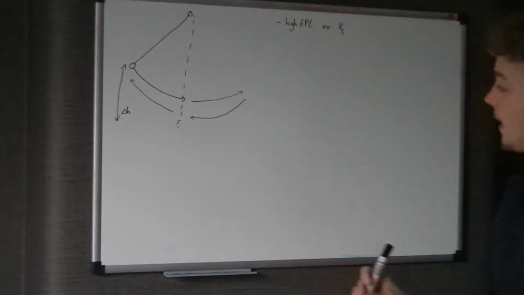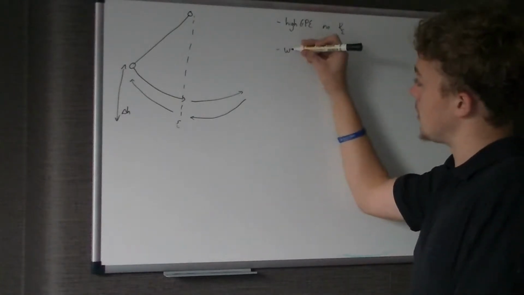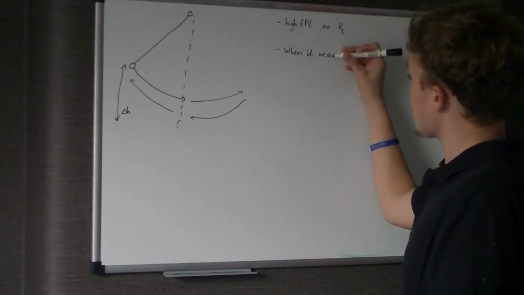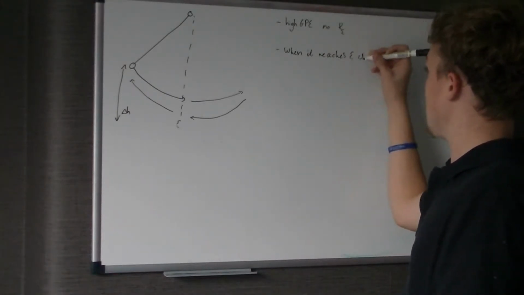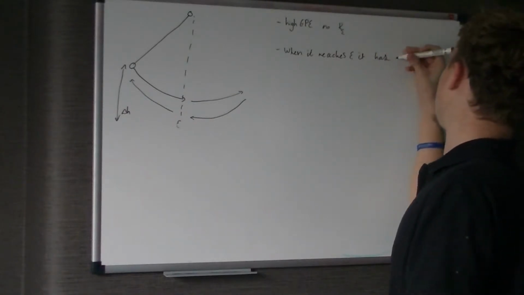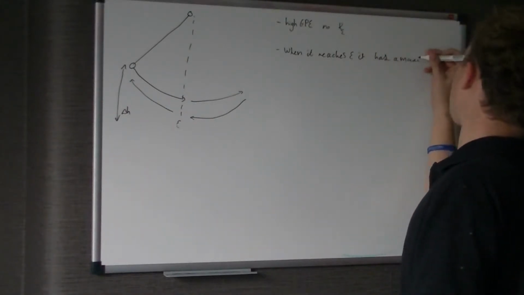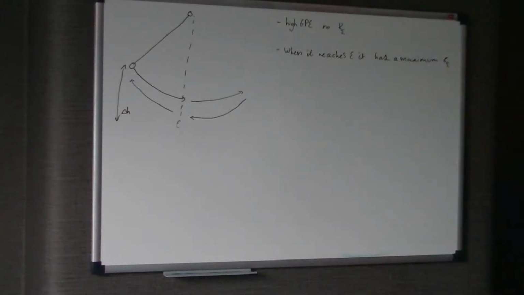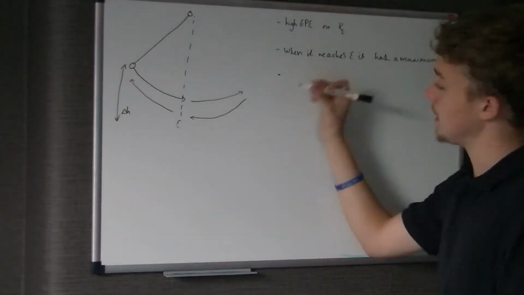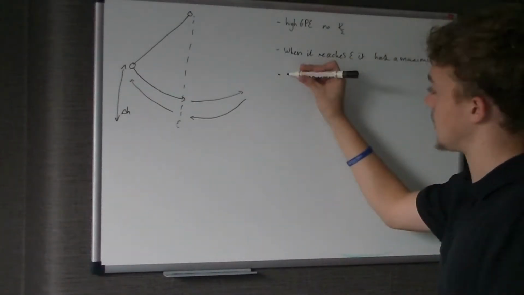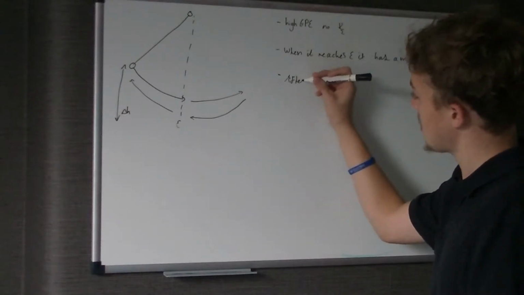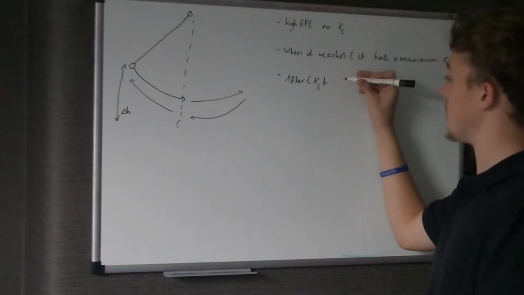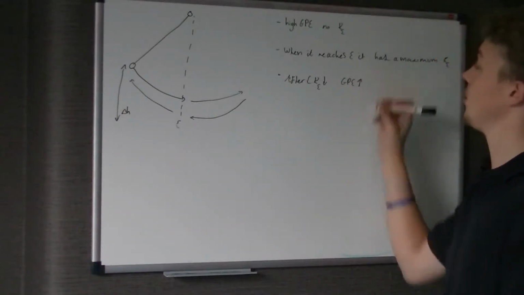Okay, but when it reaches E, it has a maximum KE, and no gravitational potential energy, because obviously it's at its lowest point. And then obviously as it starts to go past E, the KE decreases and GPE increases. So it never loses energy.